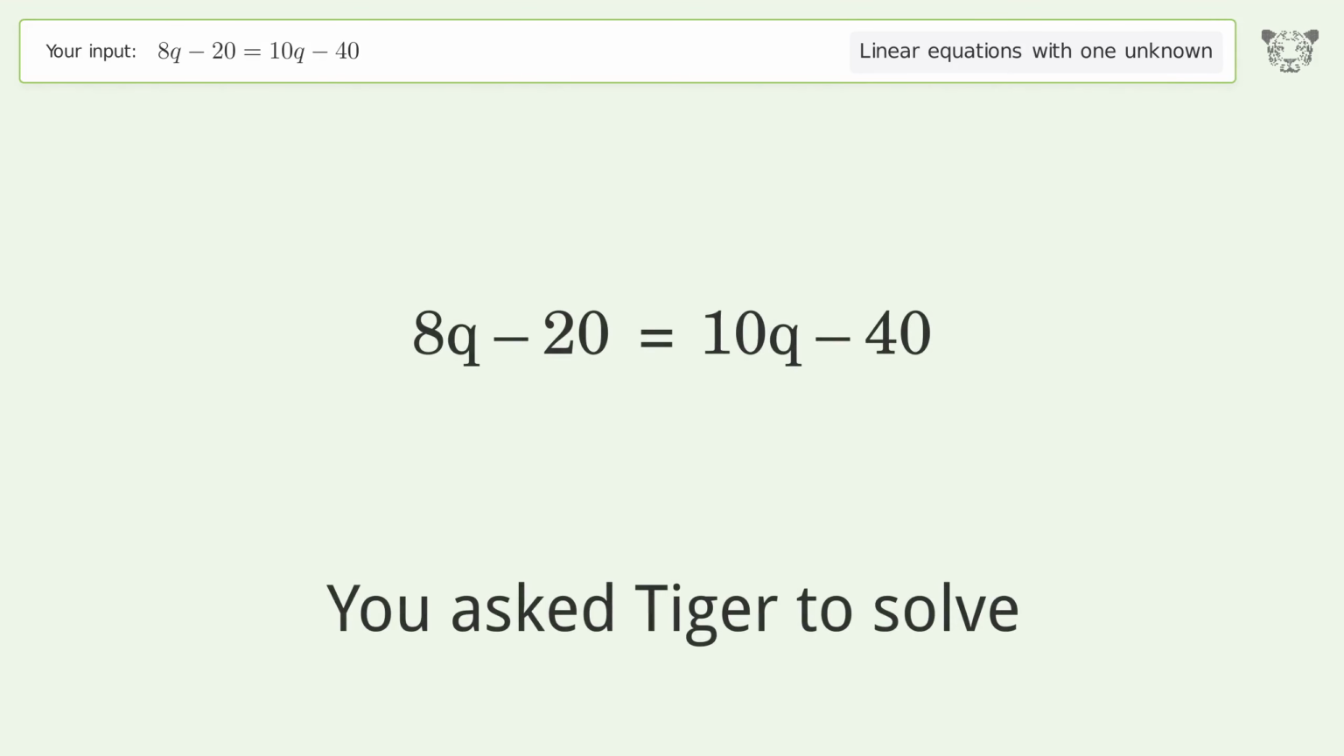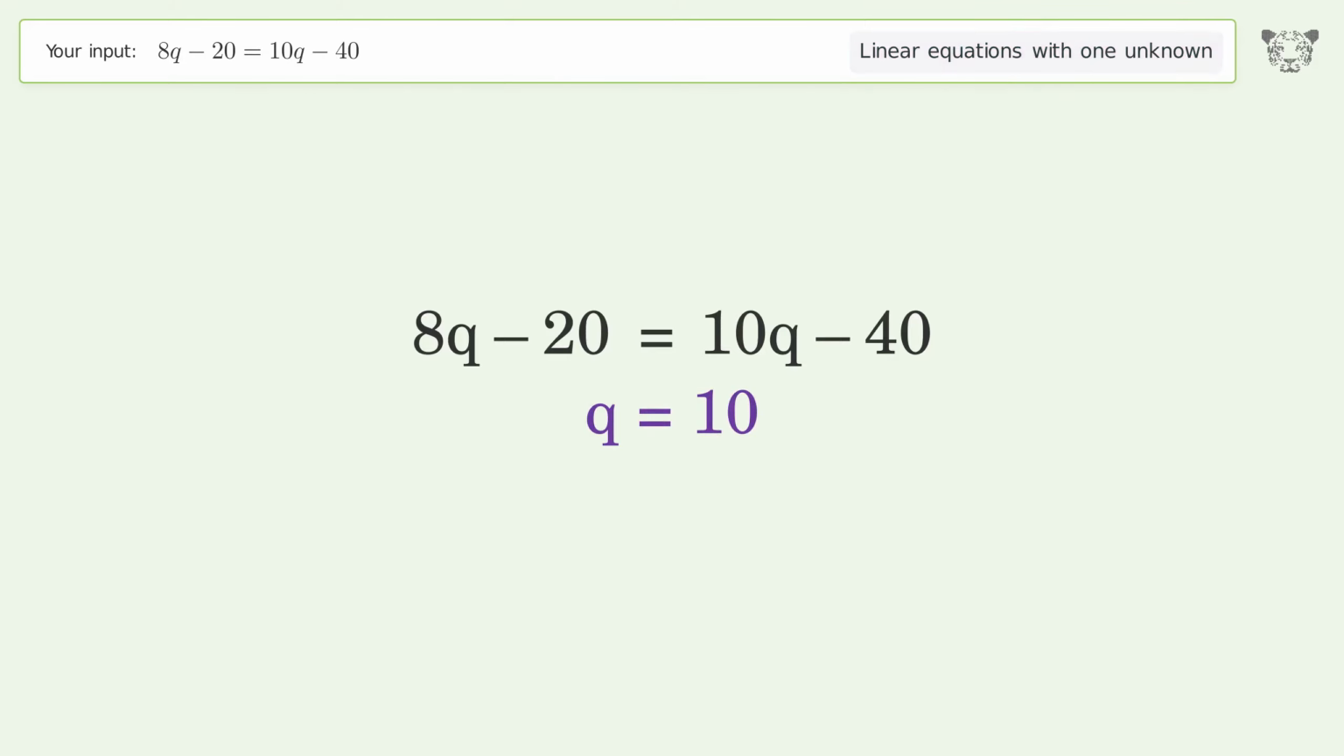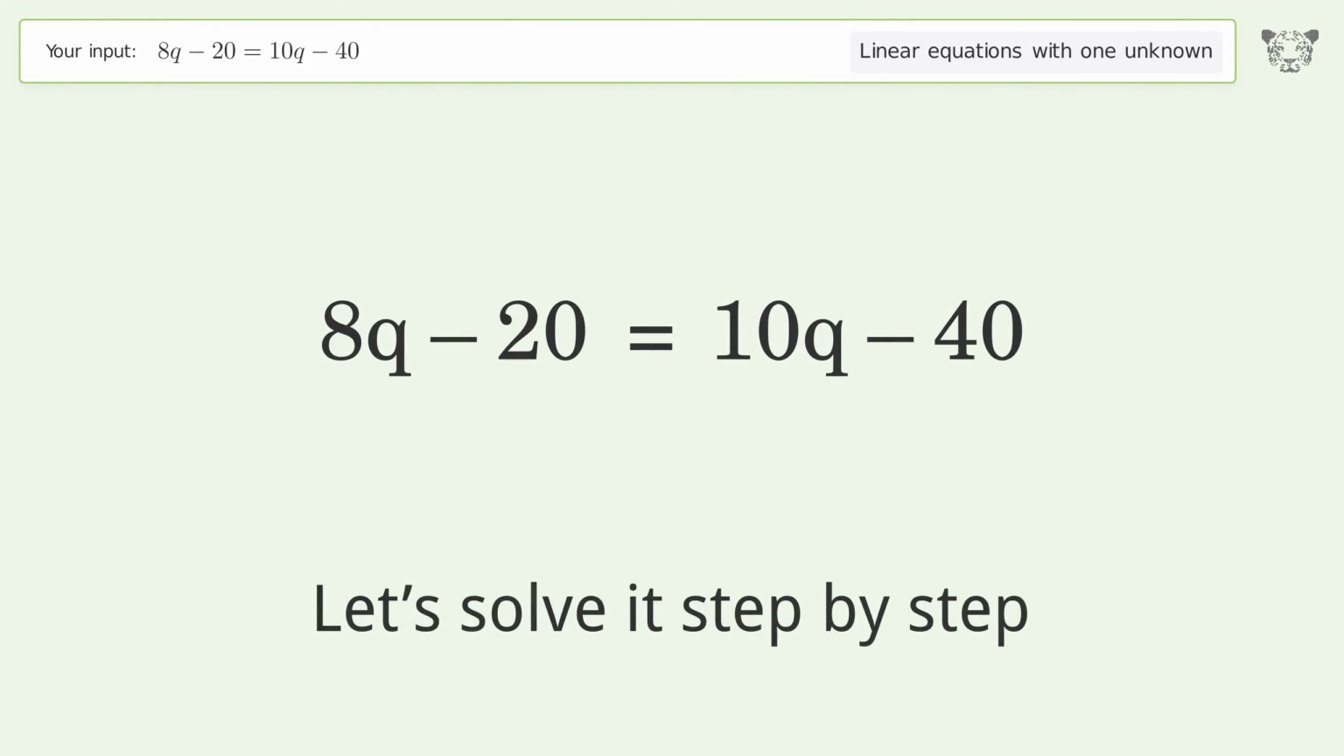You ask Tiger to solve. This deals with linear equations with one unknown. The final result is q equals 10. Let's solve it step by step.